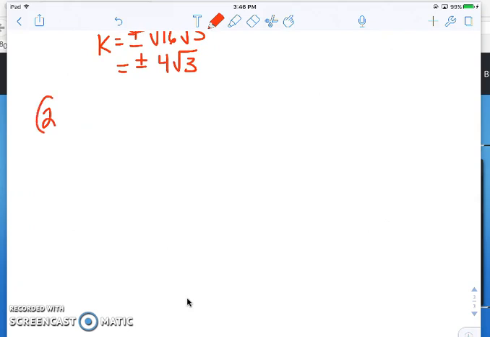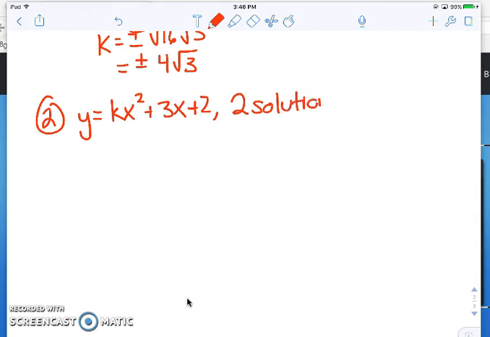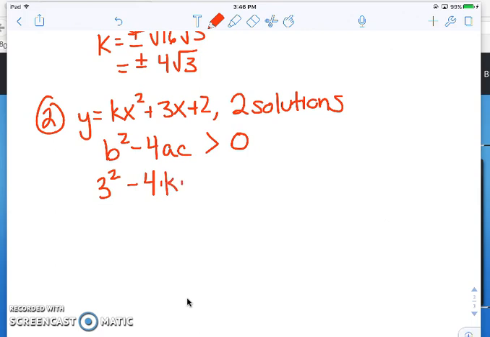So the second one we're going to look at, let's say we have y equals kx squared plus 3x plus 2, and you want it to have two solutions. Well, let's see, two solutions. That means it crosses twice, so our discriminant has to be greater than 0. So we can substitute in, we got 3 squared minus 4 times k times 2 has to be greater than 0. So 9 minus 8k has to be greater than 0.